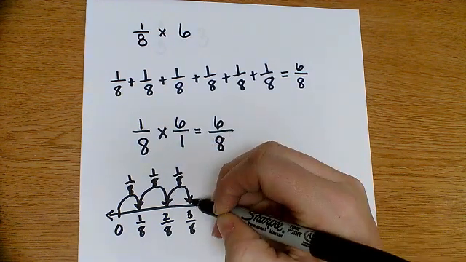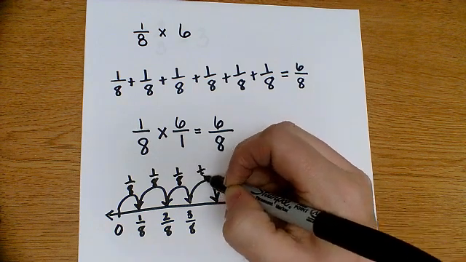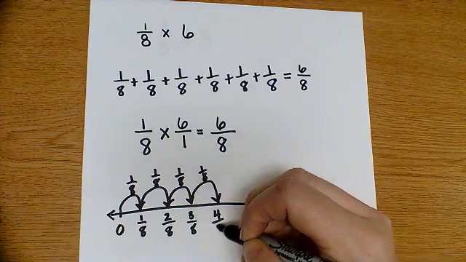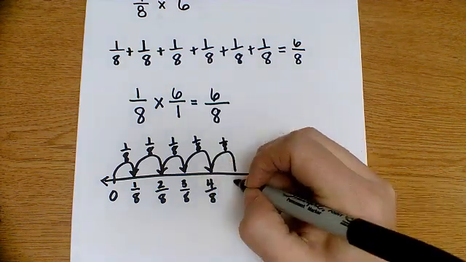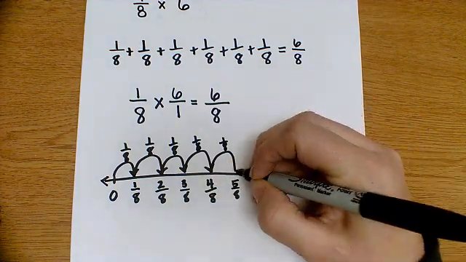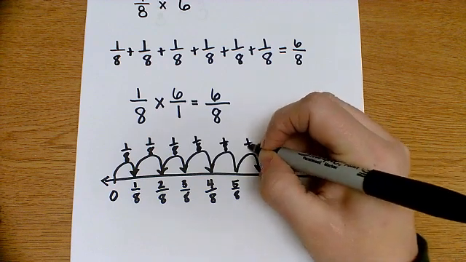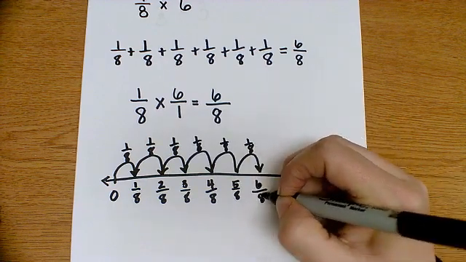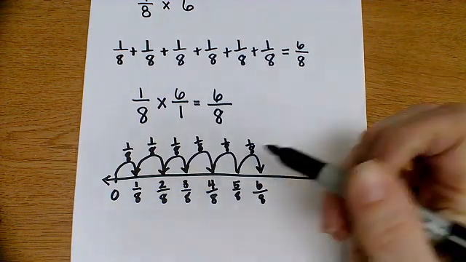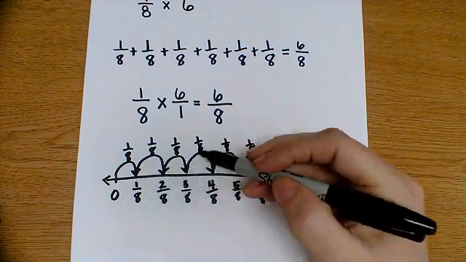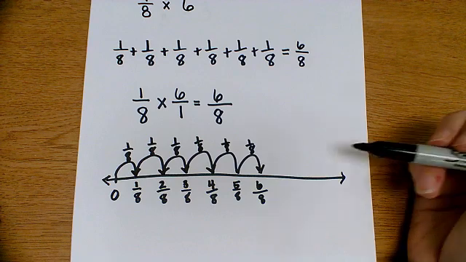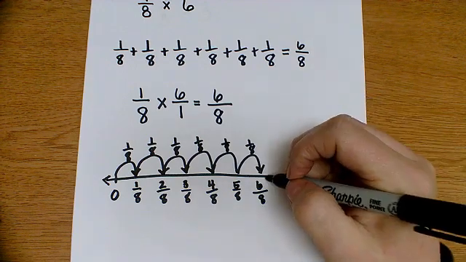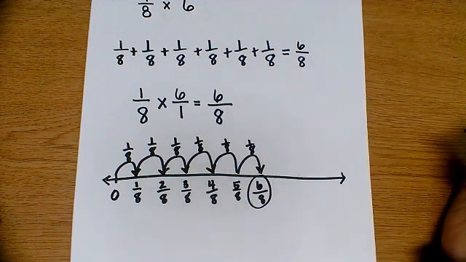So I'm going to land at 3/8, 4/8, 5/8, and my 6th jump lands me at 6/8. So again, I'm jumping 6 times, and each jump is 1/8. So 1/8 times 6 is 6/8.